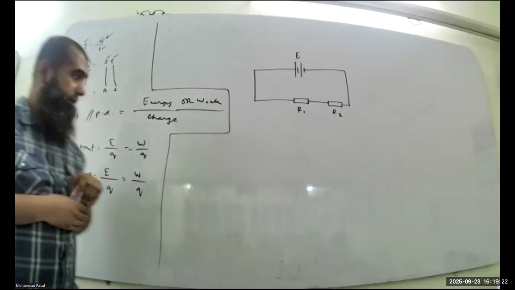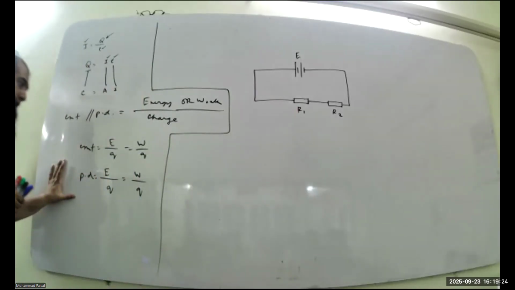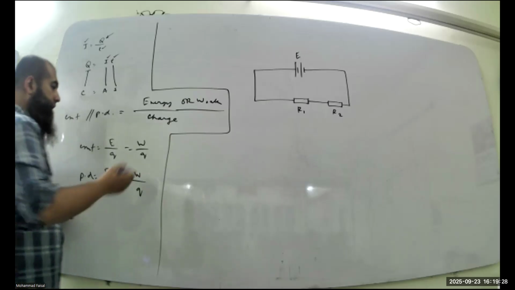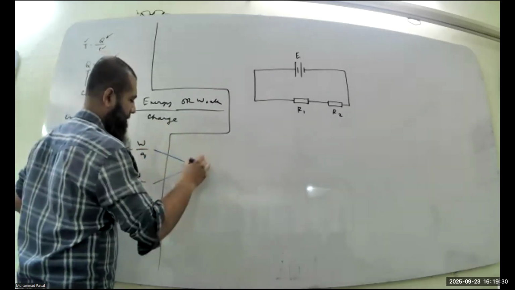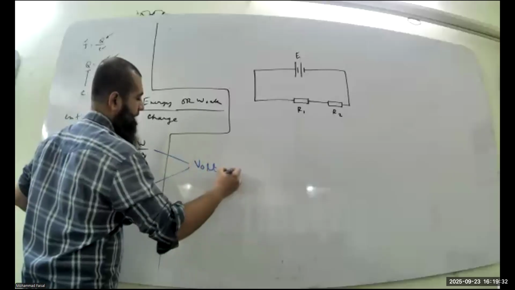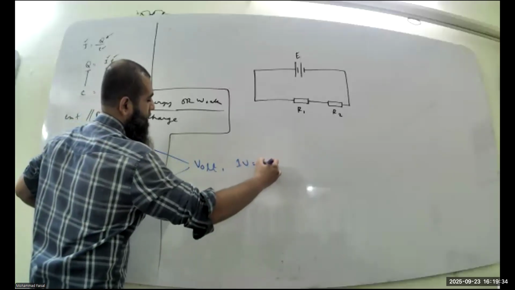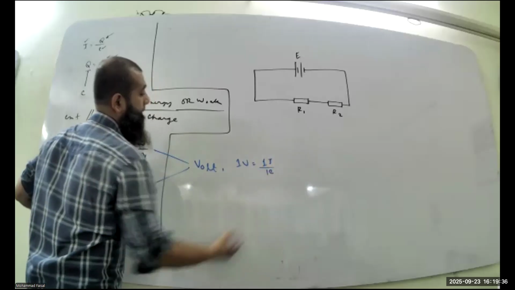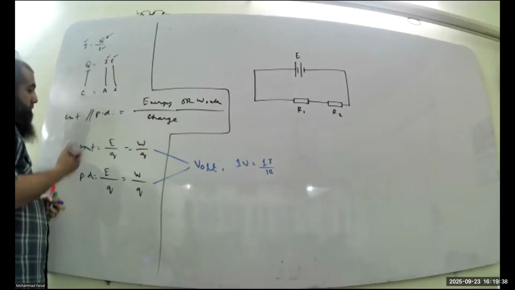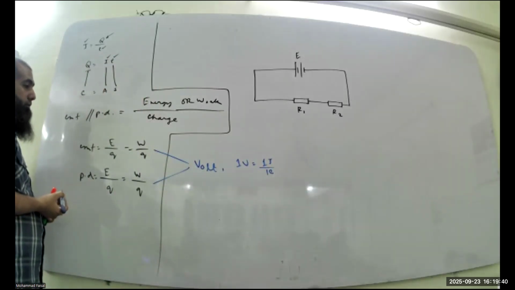So the key concept for EMF and PD: definition-wise they're exactly the same. Both of them are defined by the same equation. They both have the same unit. That unit is called volt, and 1 volt is defined as 1 joule divided by 1 coulomb. So joule per coulomb is the breakdown for 1 volt.